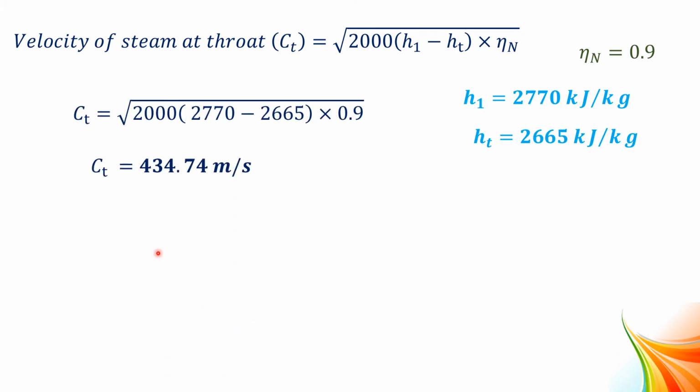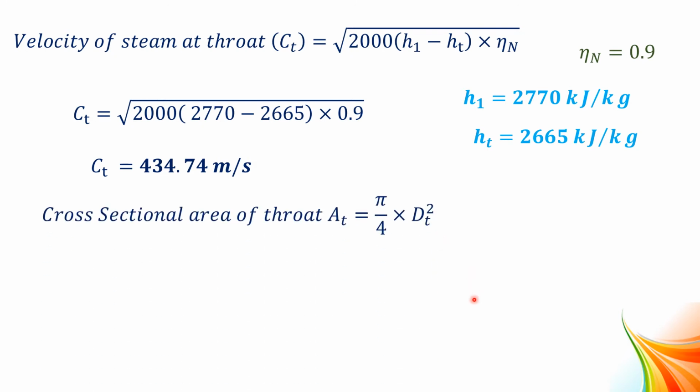Now we have to find out the cross-sectional area of the throat, AT. AT equal to pi by 4 into dt square. Dt value is given in the problem, which is 2.5 millimeter, equal to 2.5 into 10 to the power minus 3 meter. Now substitute this value of dt in the AT equation. So AT is equal to 4.9 into 10 to the power minus 6 meter square.